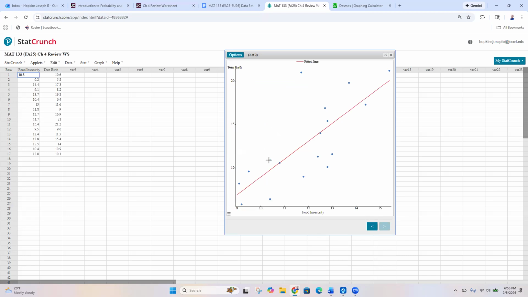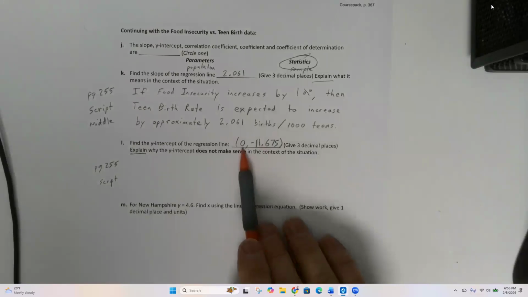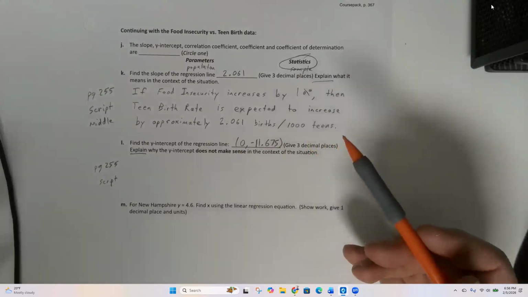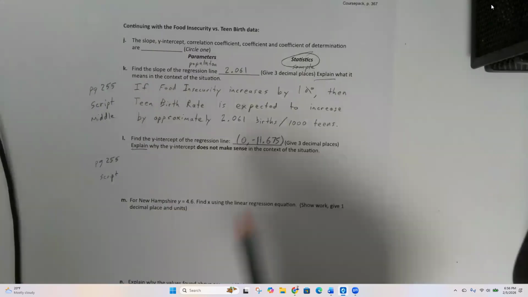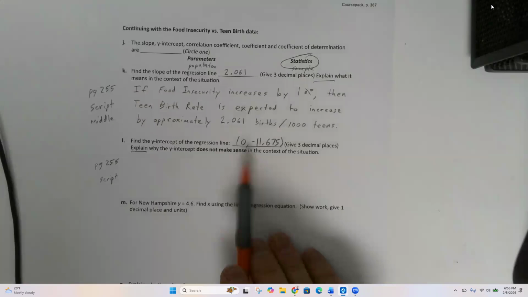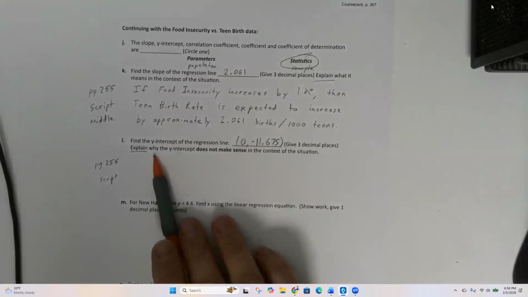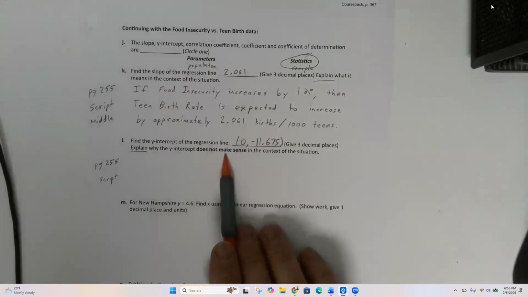It's an x comma y. If I hover over any of these points, there's two numbers there. This is the point 10 comma 9 or 10.9 comma 10.4, okay? Or vice versa. I might have said that in the wrong order. But anyway, now the x value is always 0 for the y-intercept, because by definition, where the line hits the y-axis always has an x value of 0. But make sure you write it out, otherwise you're going to lose points, okay? Okay, so explain why the y-intercept does not make sense in the context of the situation.